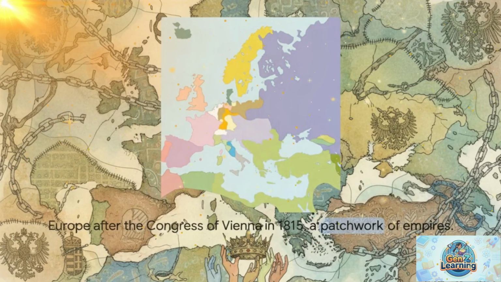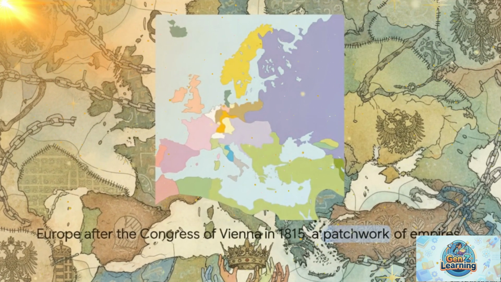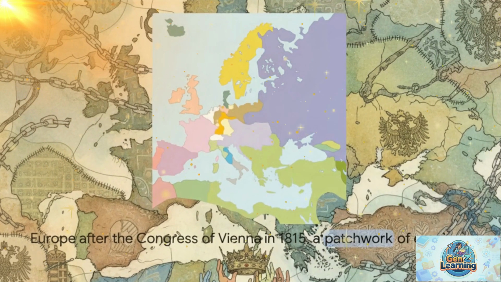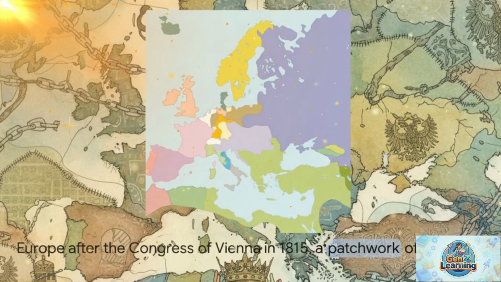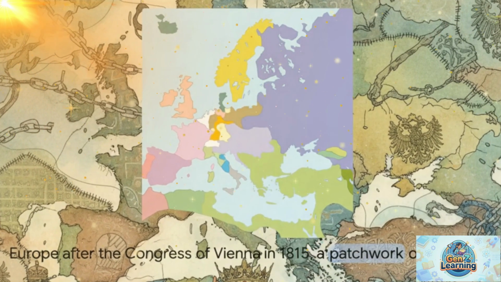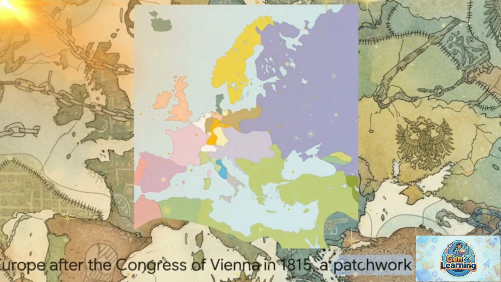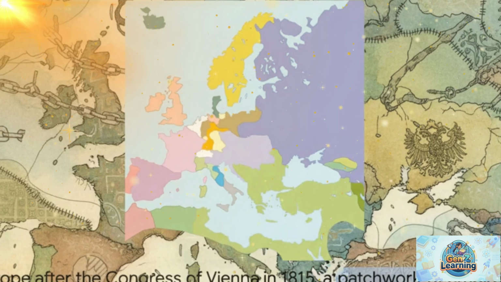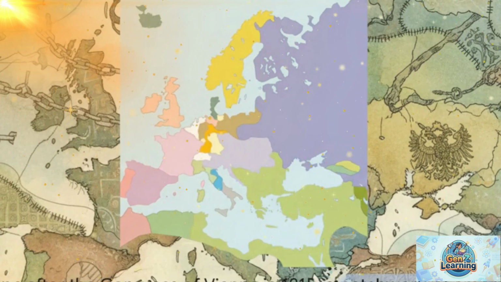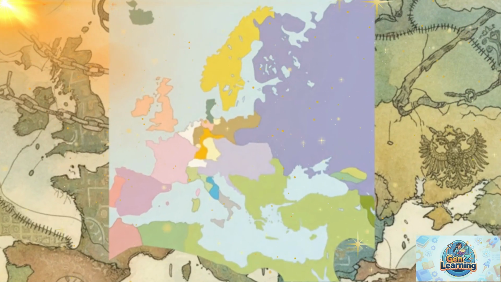And this map just shows you exactly what that world looked like. This is Europe in 1815. You're not going to find a neat and tidy Germany or Italy here. Instead, you see these huge, multinational empires, like the Habsburg Empire. It was just this jumble of Germans, Italians, Hungarians, Poles, all living inside the same borders, often speaking different languages with totally different cultures. The only thing they all had in common, they were all subjects of the same emperor.